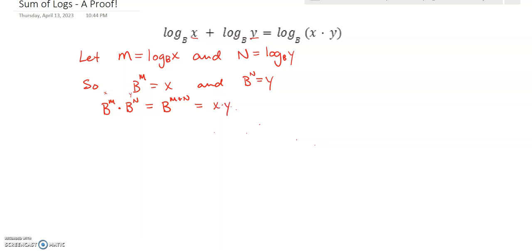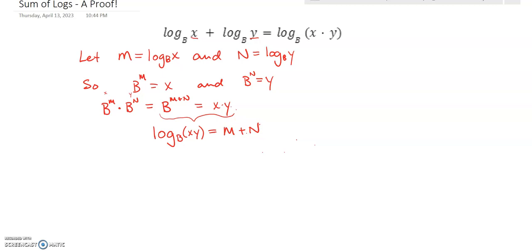So at this point, we're going to hone in on this little expression, and we're going to flip it back over to log form. And when we flip back over to log form, it turns out to look something like this. It turns out to look like log base b of x times y equals m plus n.